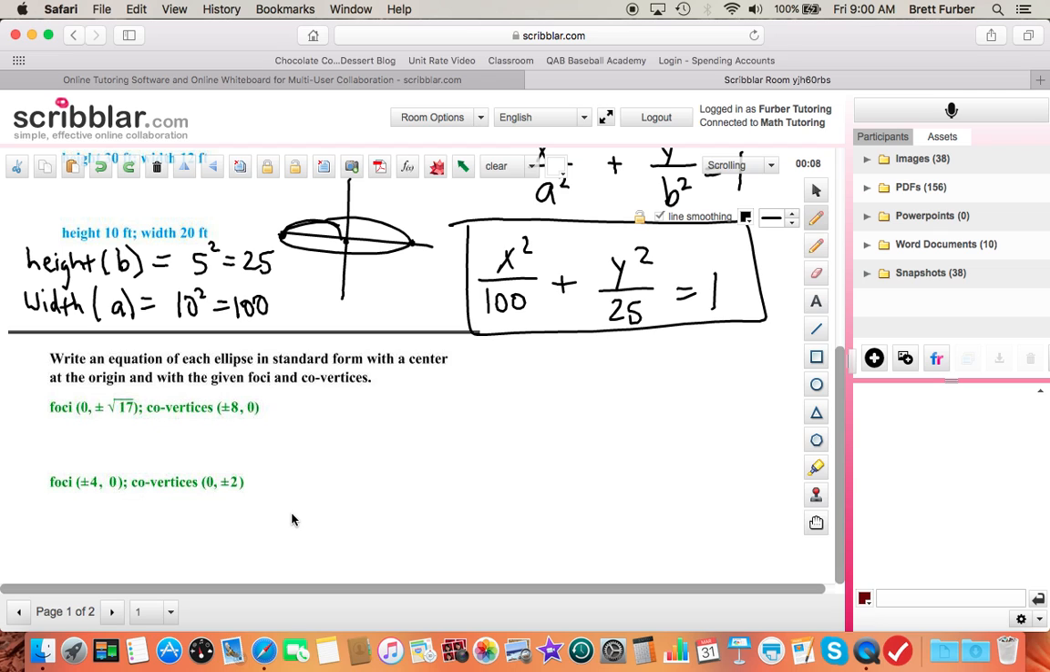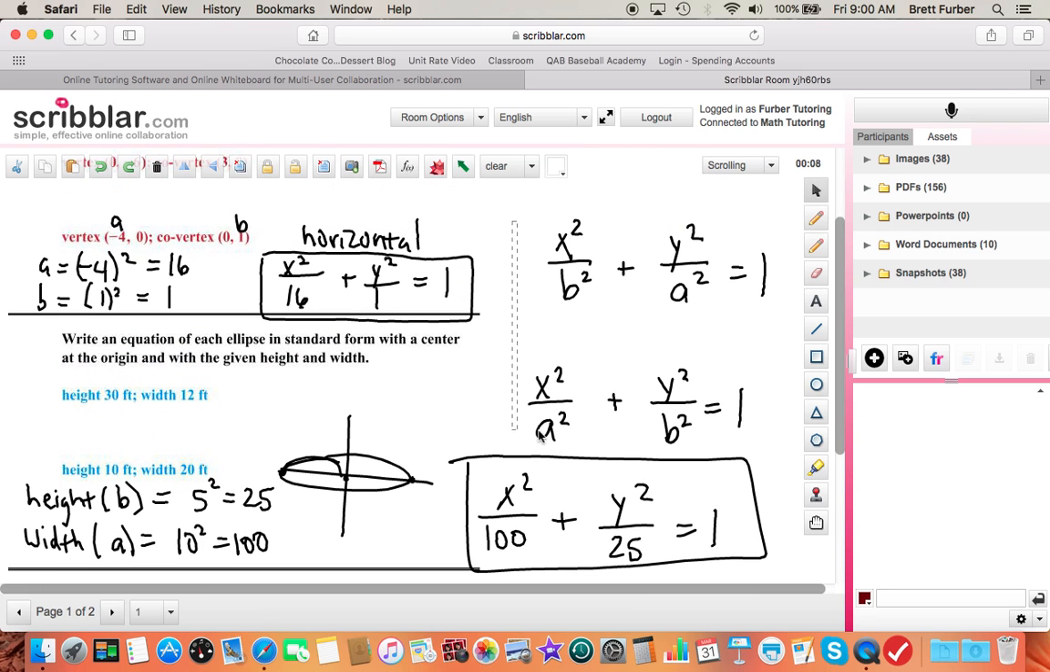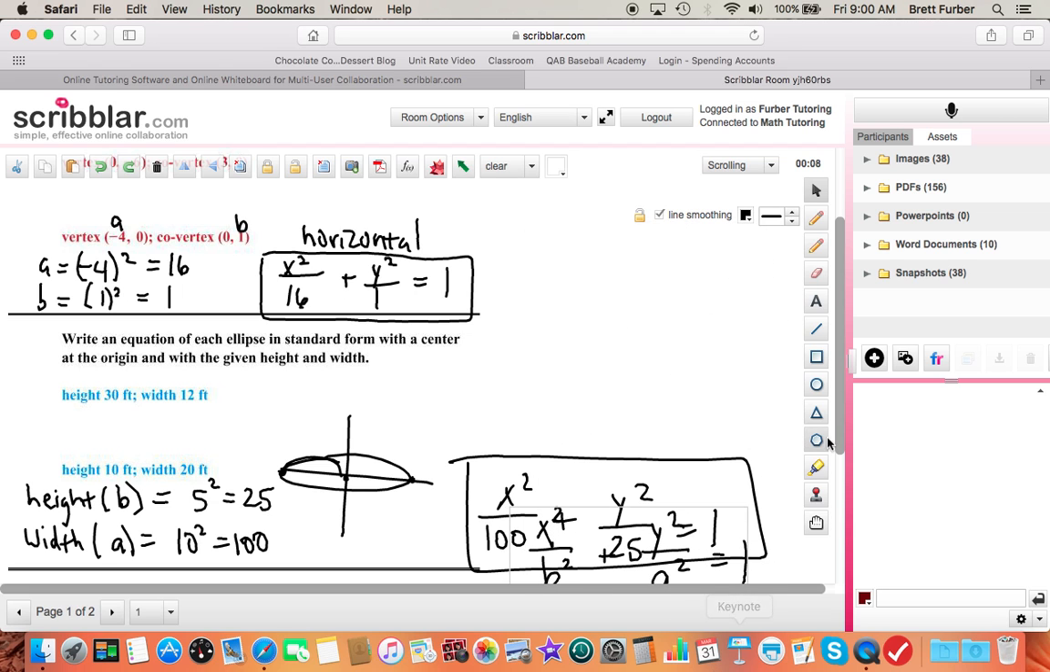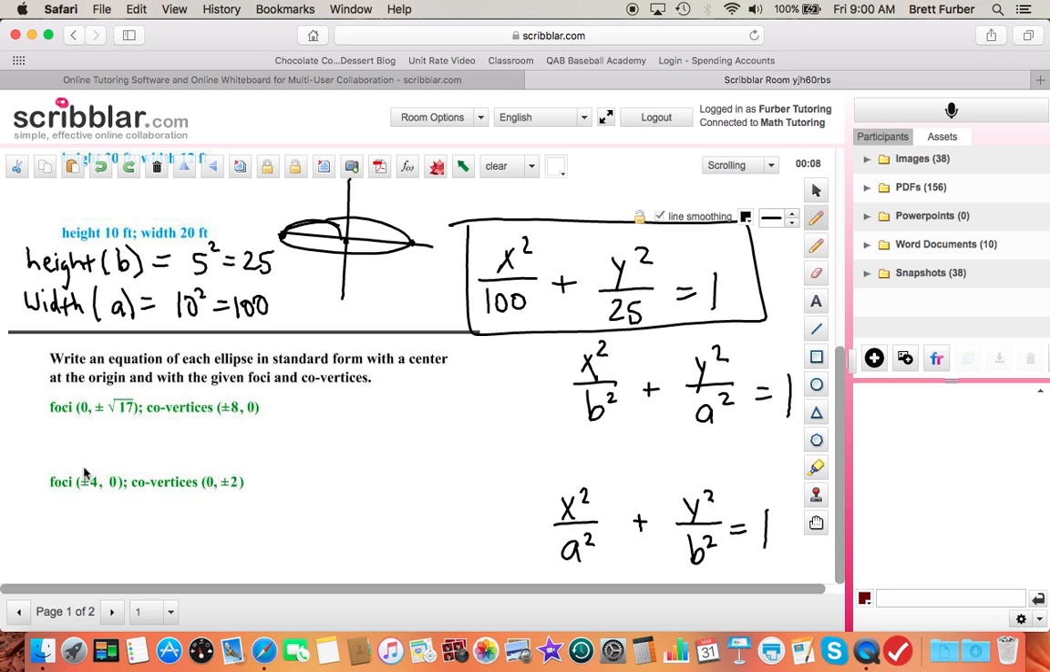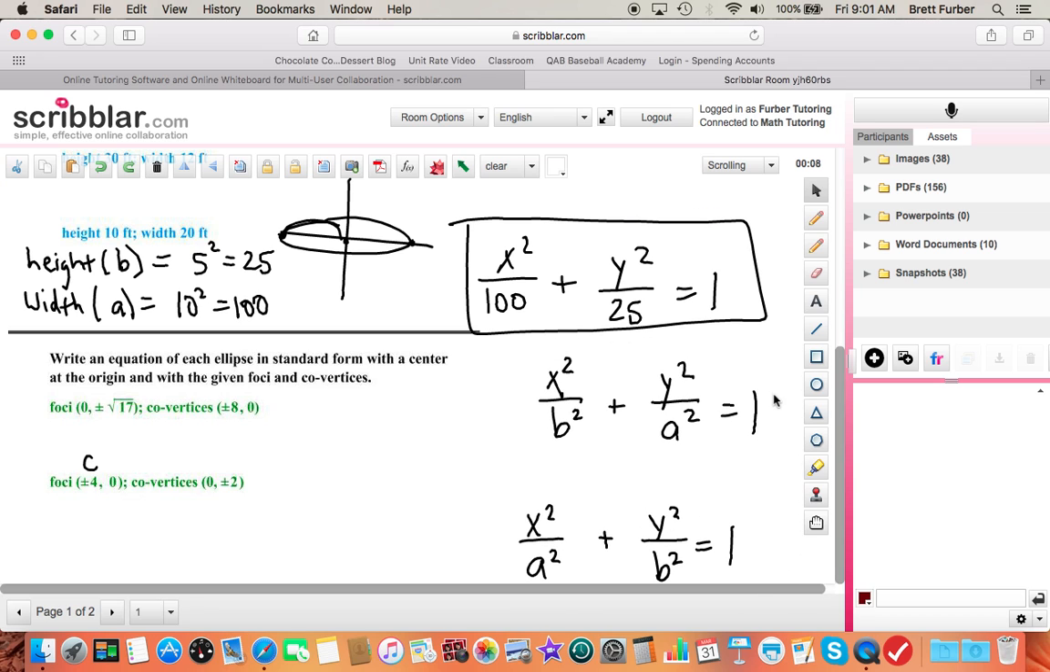Okay, and then our last one is the hardest one because we have to use that Pythagorean theorem equation that we talked about. Let me go ahead and put our two equations down here so that you can see and choose which one it is. Okay, so in the last example, remember a foci is a c value, which really does us no good in terms of writing the equation because the equation doesn't have a c value in it. The equation has a b and an a value. So the c is only useful to us in helping us find a and b. Okay?